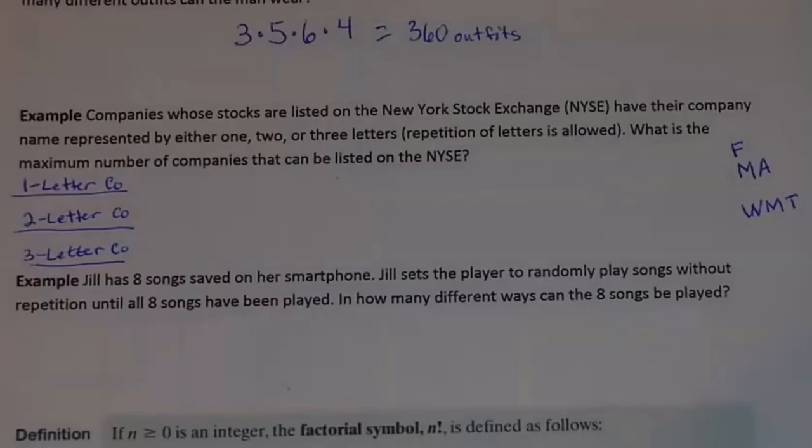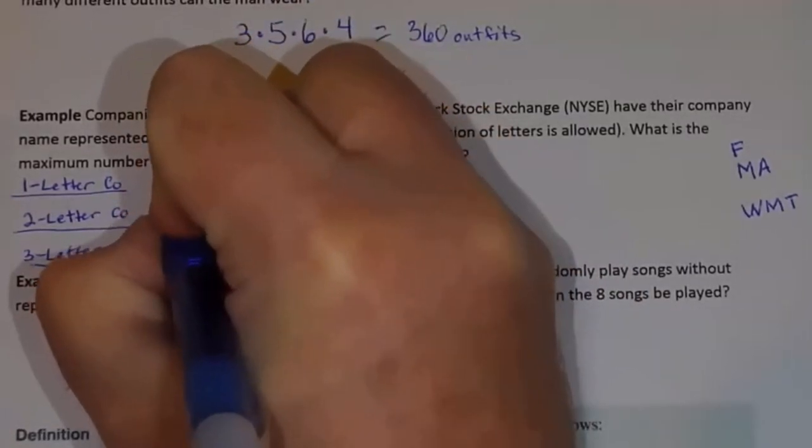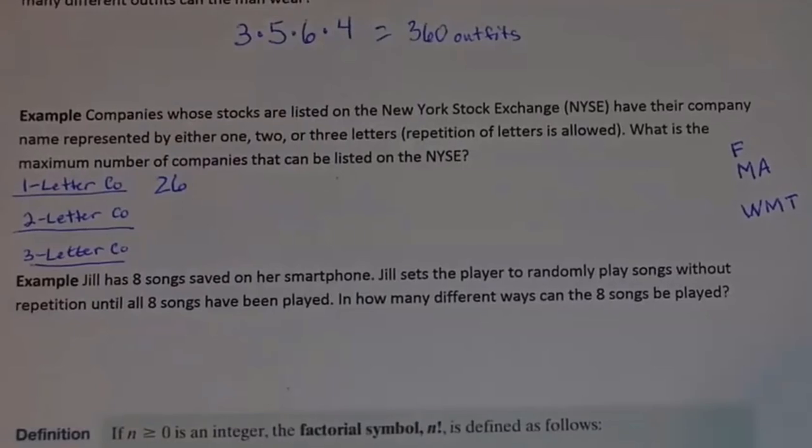Well, we could have a company represented by A, that would be one. We could have a company represented by B, that's two. We could have a company represented by C, by D, by E, and so on through Z. So there would be 26 different companies that could be represented by one letter.